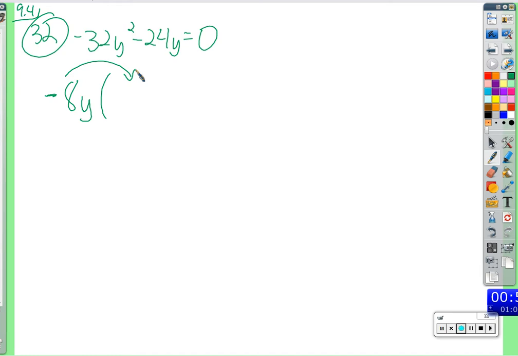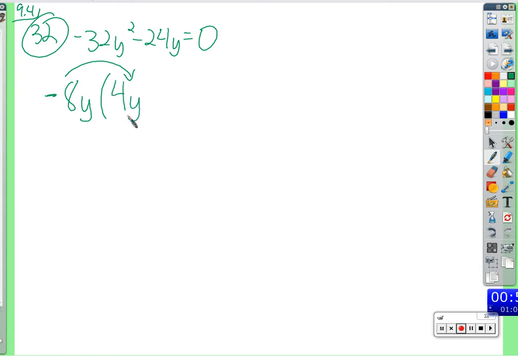Okay, so negative 8y times something needs to give us negative 32y squared. I did say you can't take it. Negative 8y times something needs to come out to be negative 32y squared. What is that thing that you're going to multiply negative 8y by? A 4.